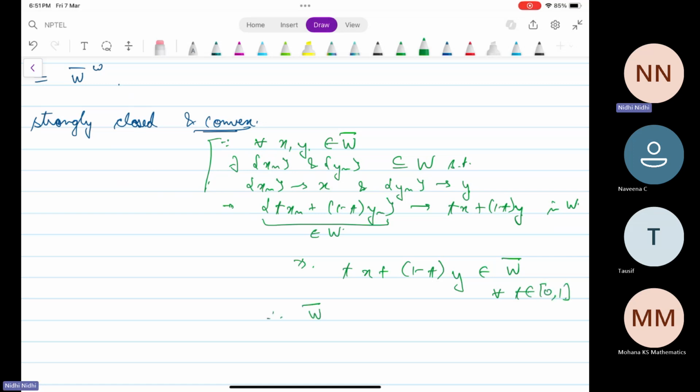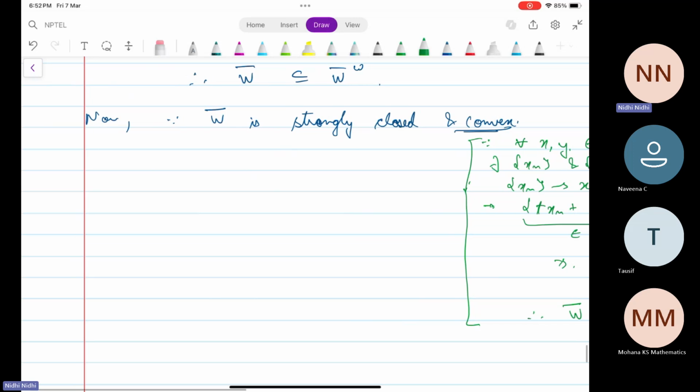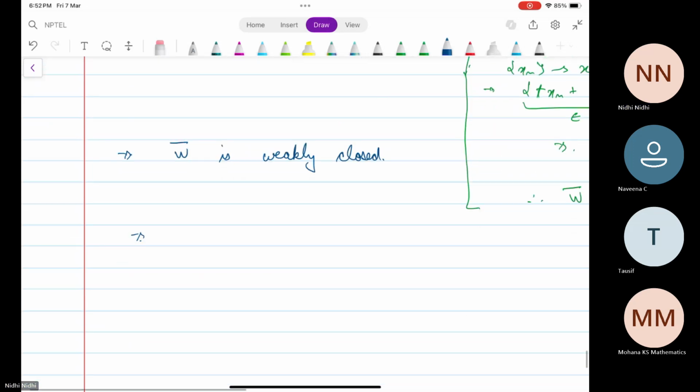Therefore, the closure of W is convex. And we know that strongly closed plus convex implies weakly closed. This implies W bar is weakly closed. This implies the weak closure of the closure of W is equal to the closure of W.